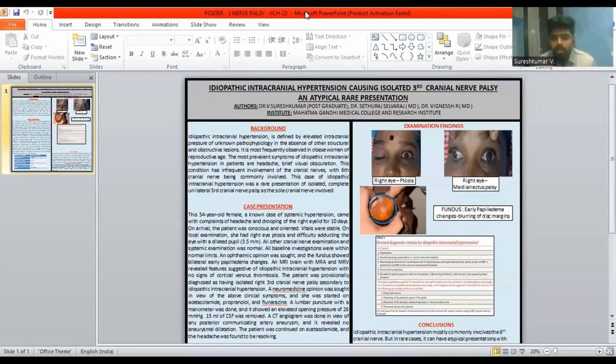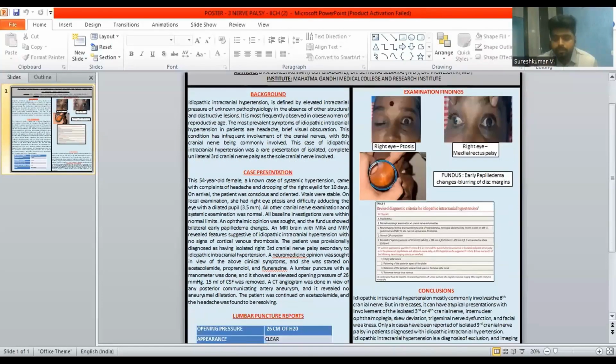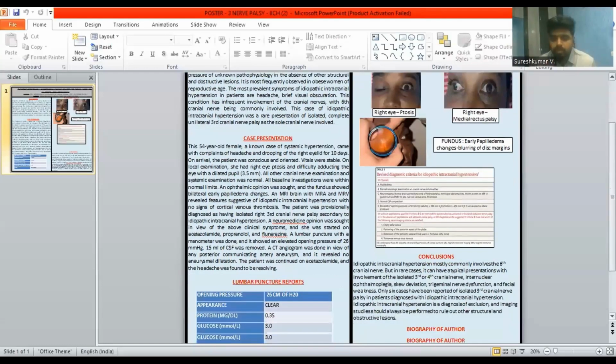And coming to conclusion, idiopathic intracranial hypertension most commonly involves the 6th cranial nerve, but in rare cases, it can have an atypical presentation with the involvement of isolated third nerve or fourth nerve palsy, or internuclear ophthalmoplegia, or skew deviation. Idiopathic intracranial hypertension is a diagnosis of exclusion. So, we have to rule out any structural or obstructive lesions.